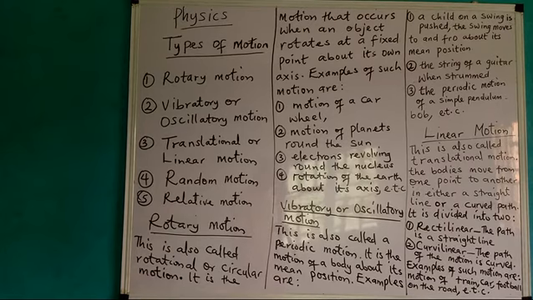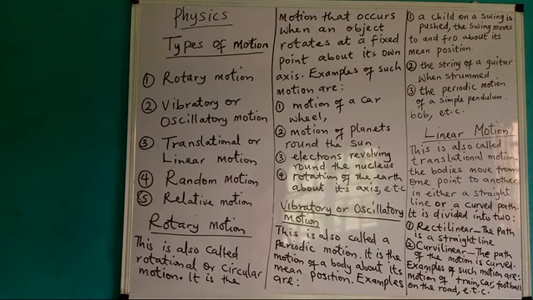Let us now look at the third one, which is the translational or linear motion. We said the linear motion is also called translational motion. It is a type of motion in which an object or a body moves from one point to another, and the kind of movement is either on a straight line.